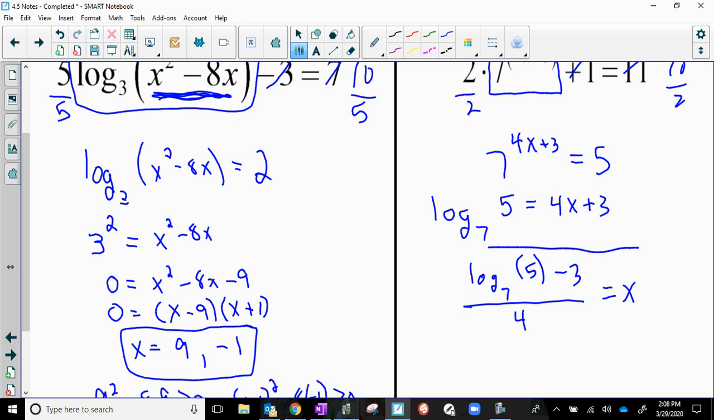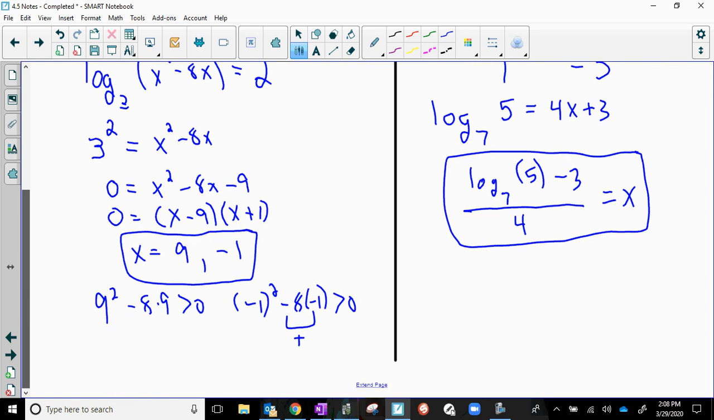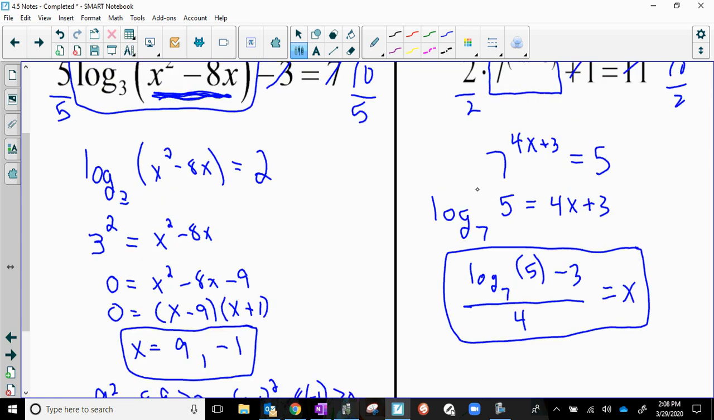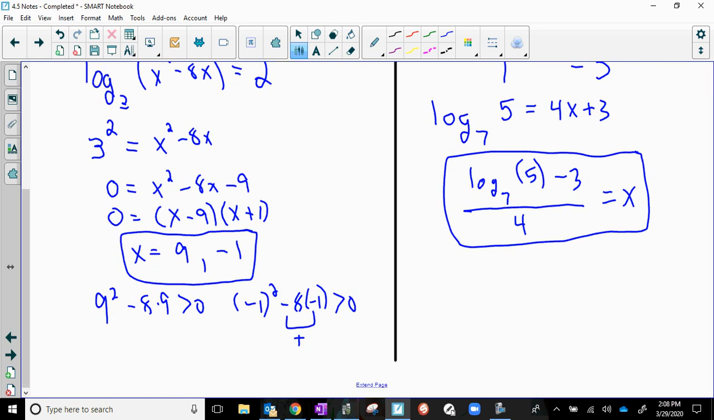This is what's known as the exact solution. So when you're asked for the exact solution, there's a couple of ways you could write this. You could distribute that 1/4 through both of them. You could also use change of base. So you could change that log base 7 to a log or a natural log, your choice, and then distribute that 1/4 through. So this is also the exact solution.